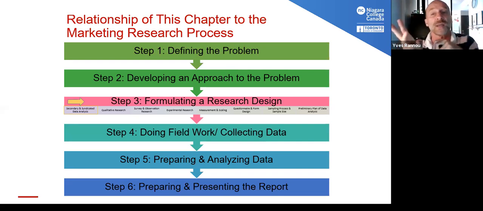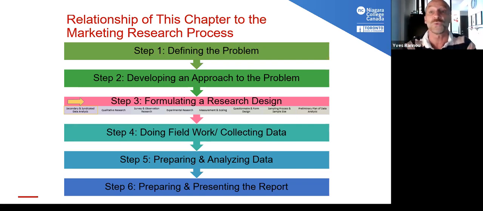And so we're in step 3. And here we are going to talk about the secondary and syndicated data analysis. We're going to talk about qualitative research. There's survey. We're going to mention survey or observation research. You may have heard of experimental research, measurement and scaling, questionnaire, sampling, and preliminary. Tonight, we're going to talk more about syndicated and secondary research, primary and secondary research. I think we're going to mention it's part of qualitative research at this point, and survey. And then step 4 will be the following week.